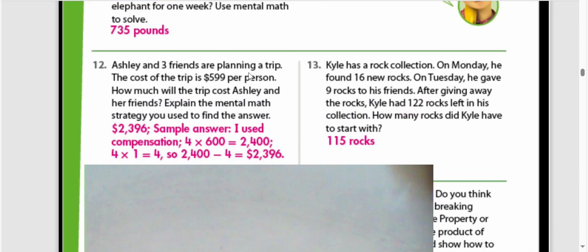Shelly and 3 friends are planning a trip. The cost of the trip is 599 per person.